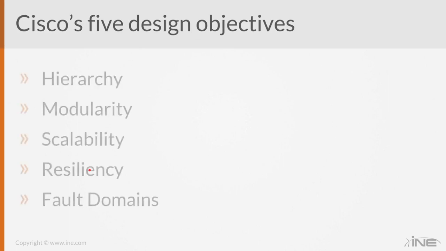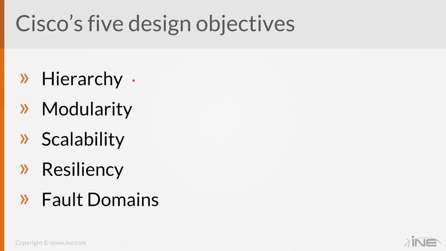Cisco's 5 design objectives. Well, what are they? Well, first one would be hierarchy. We'll come back throughout the module 3 and 4 about this hierarchy. Modularity. We'll go deep into the modularity. Scalability. This will lead us into resiliency, and then the fault domains. We'll define each of them. We'll explore each of them.